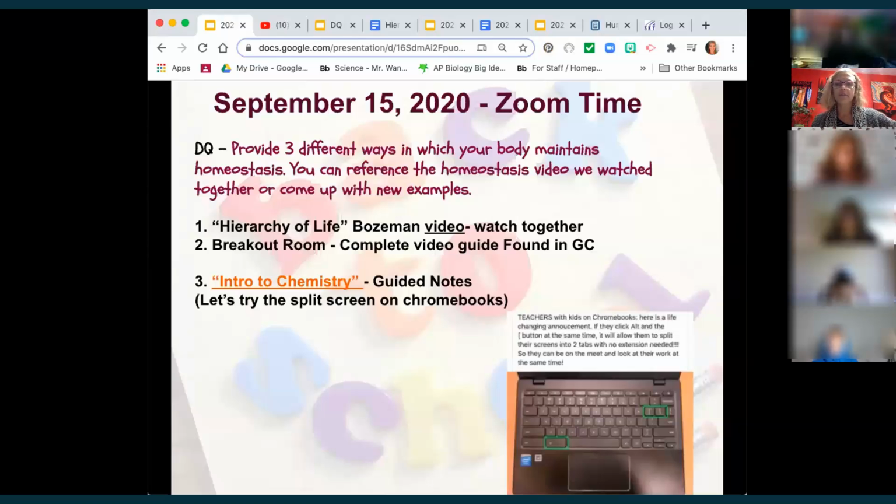So we're going to get into a breakout room, and I want to show you how to split your screen so that you can see both the group of people that you're talking with. And remember, you want to unmute yourself, and please, if at all possible, show your beautiful face.